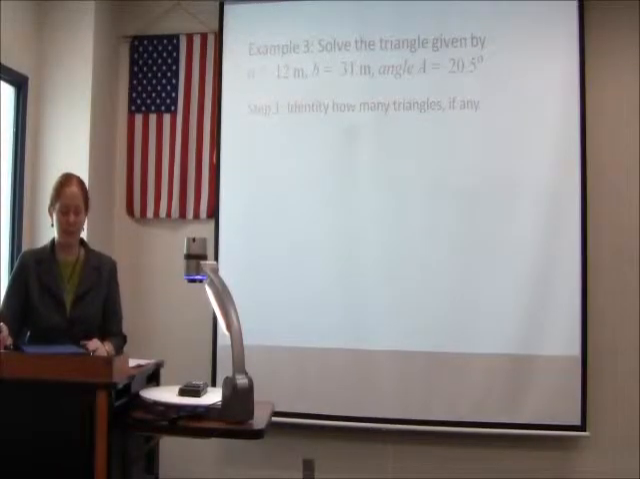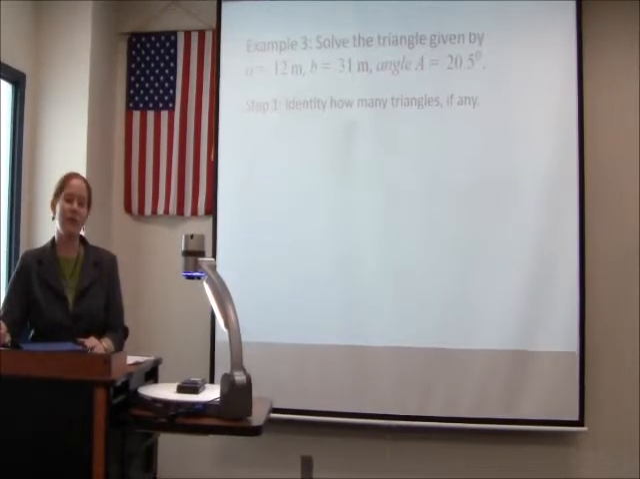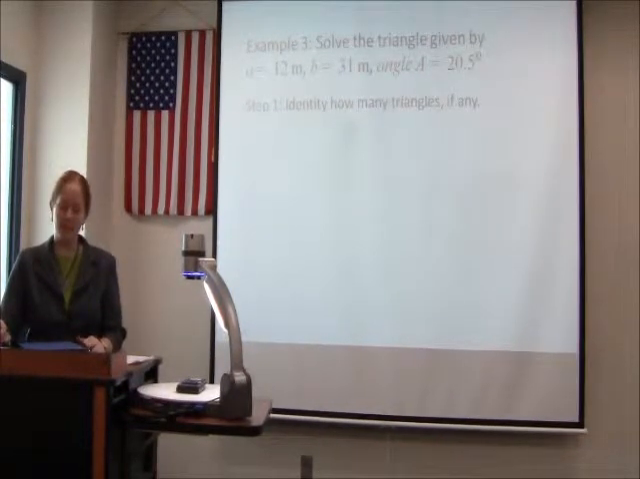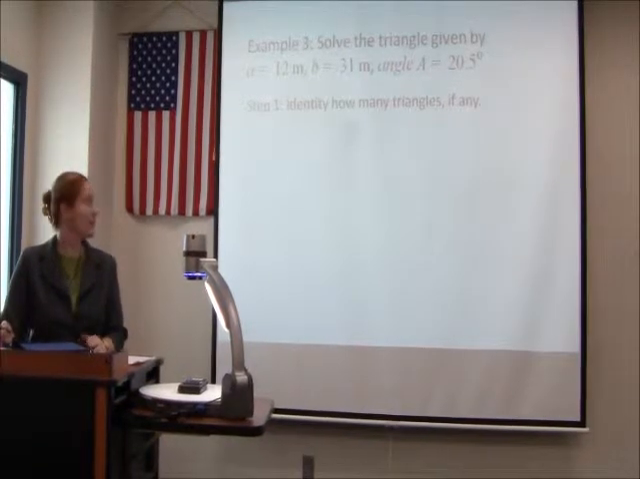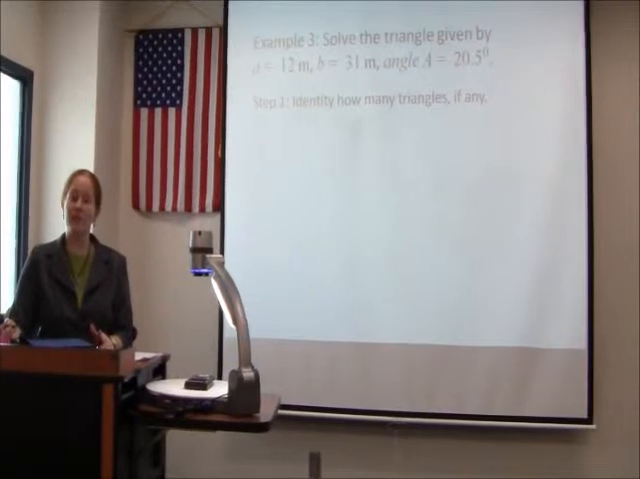Now let's look at example 3. Now I can see that A is equal to 12 meters, B is equal to 31 meters, and angle A is equal to 20.5 degrees. So the first thing we're going to do again is identify how many triangles, if any, we have.